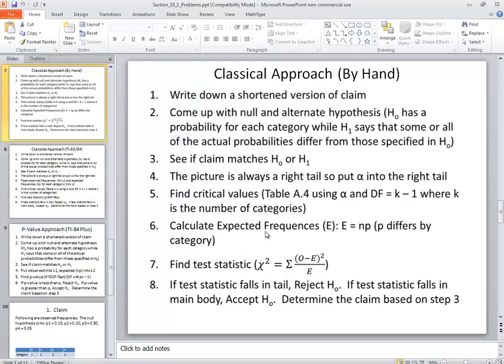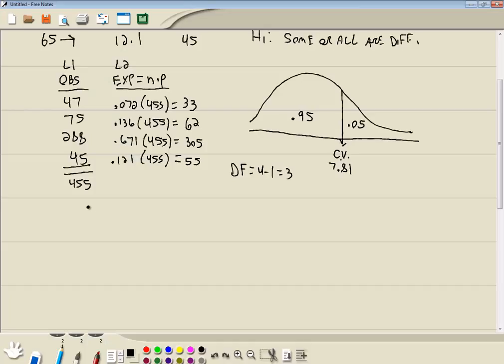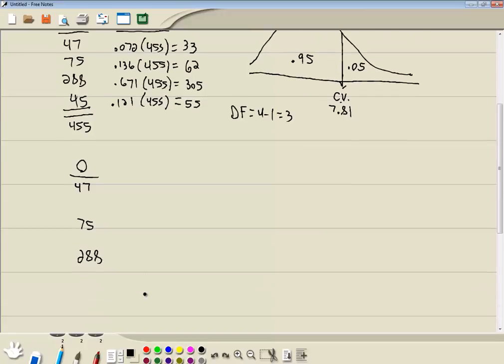Now it says calculate expected frequencies. We already did that. So let me come down here. I'm going to label this as observed. We had our 47, 75, 288, and 45. And we had our expected. Expected is 33, 62, 305, and 55.